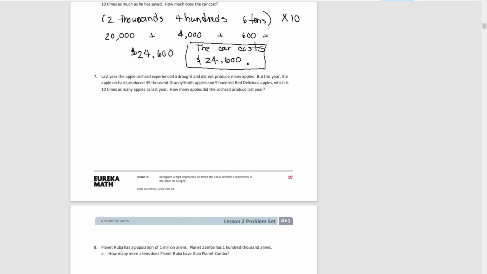Okay, number 7 says, last year the apple orchard experienced a drought and did not produce many apples. But this year, the apple orchard produced 45,000 Granny Smith apples and 900 Red Delicious apples, which is 10 times as much as the year before. How many apples did the orchard produce last year?